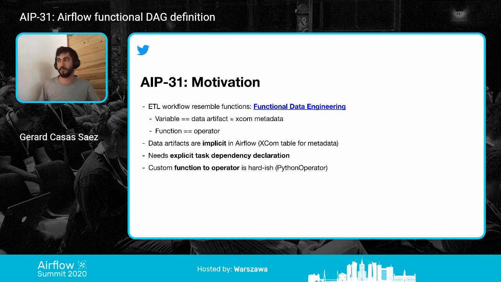But you can still implicitly pass things around with XCom, and that's kind of where the implicit calls come in. Also, even though you are implicitly passing data around, you need to explicitly declare task dependencies, which, as I mentioned, was not super intuitive at first unless you've been using Airflow for long enough. And one last thing: writing custom function operators is a bit hard. It's not super intuitive.